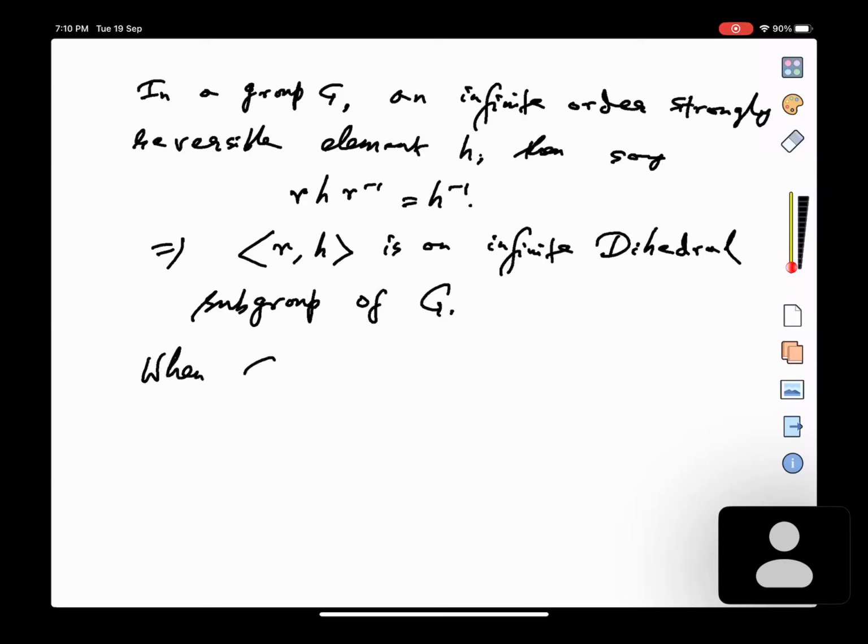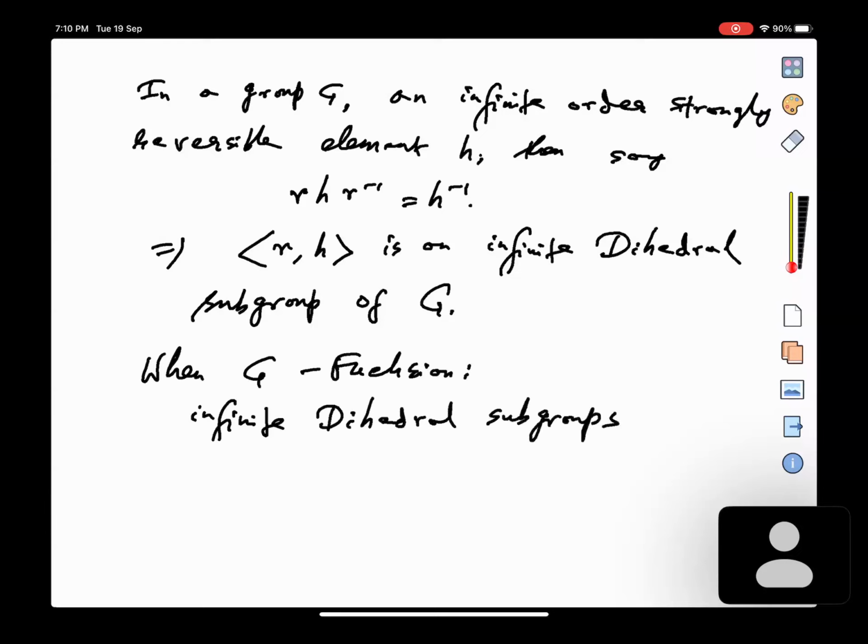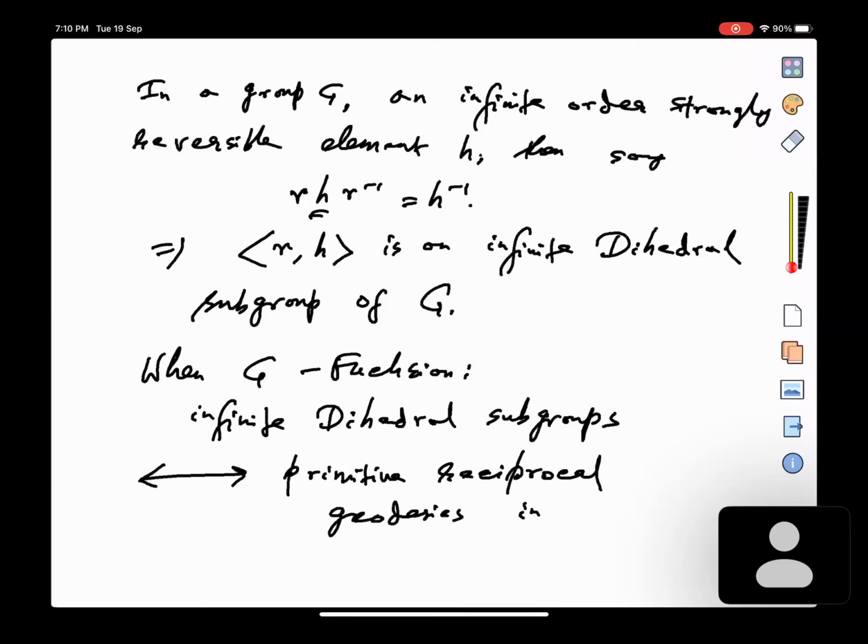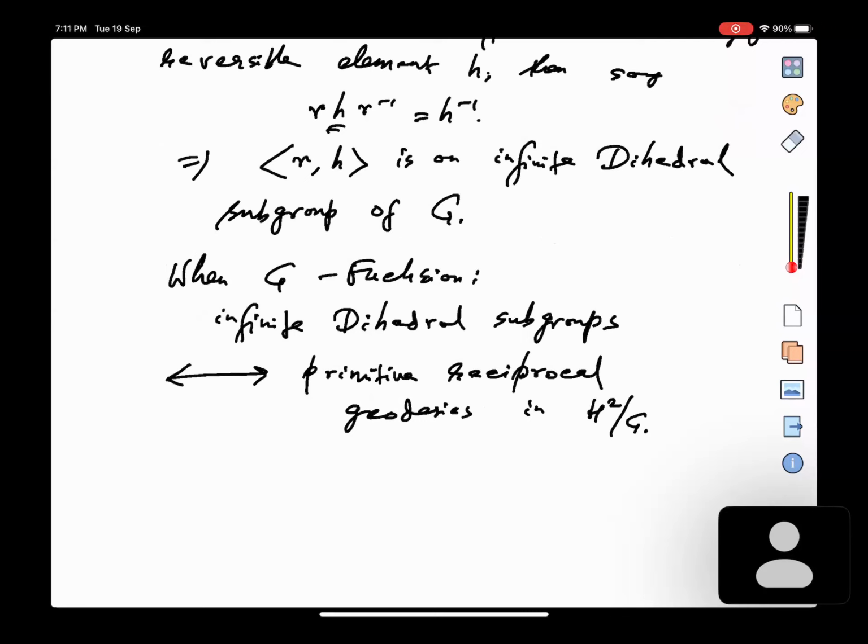So when G is Fuchsian, the infinite dihedral subgroups, assuming that this element is primitive, are in one-to-one correspondence with the primitive reciprocal geodesics in H2 mod G. All right. So a geodesic is reciprocal. That means it is equivalent to itself, isometric to itself, when the orientation is reversed. All right. So now this is the geometric motivation, and it is connected.